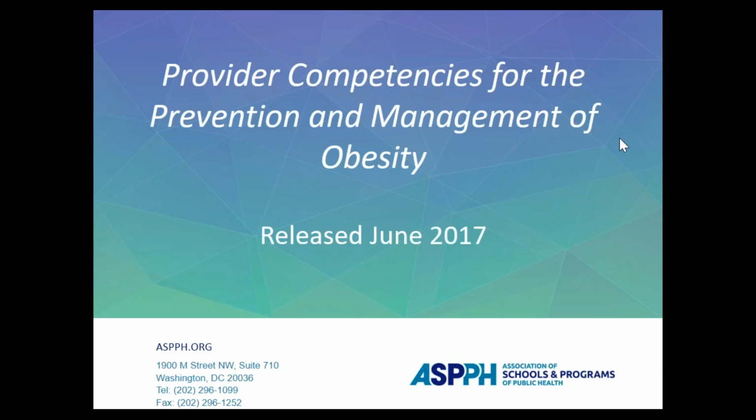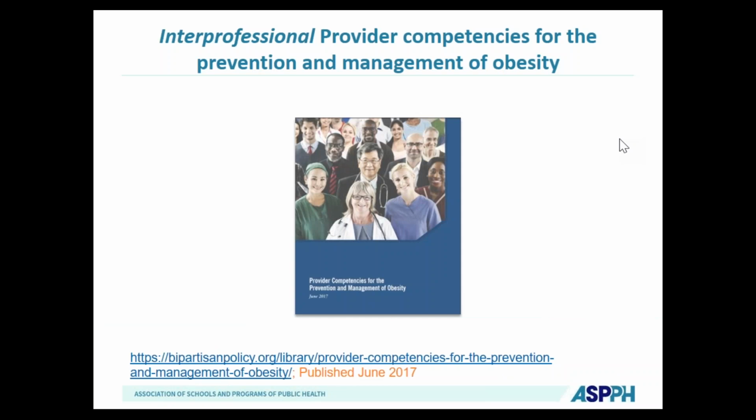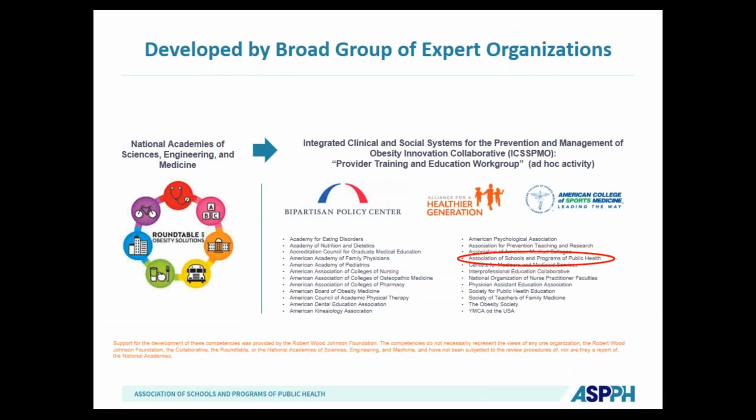I do up front want to recognize the Robert Wood Johnson Foundation, which helped to fund this work as we go forward. The competencies arose from work we've been doing at the National Academy of Medicine's Roundtable on Obesity Solution, and in collaboration with the Bipartisan Policy Center, the Alliance for a Healthier Generation, and the American College of Sports Medicine, we pulled together the educationally focused representatives from 24 different health professions organizations that represent a full range of health professions. And when I say health professions, I consider everybody from a social worker to a pharmacist, a dentist, a public health professional. All these are health professionals.